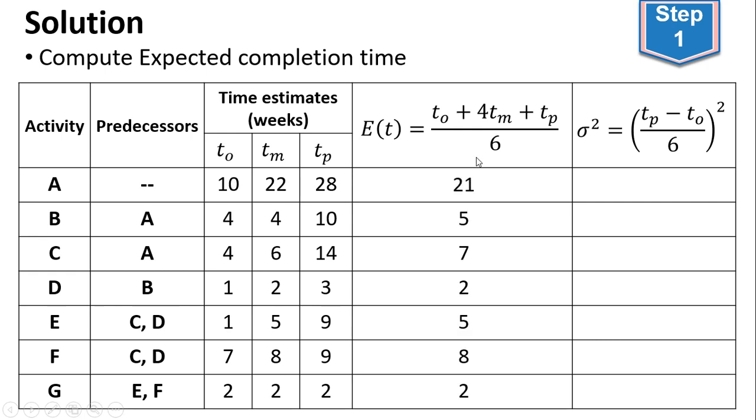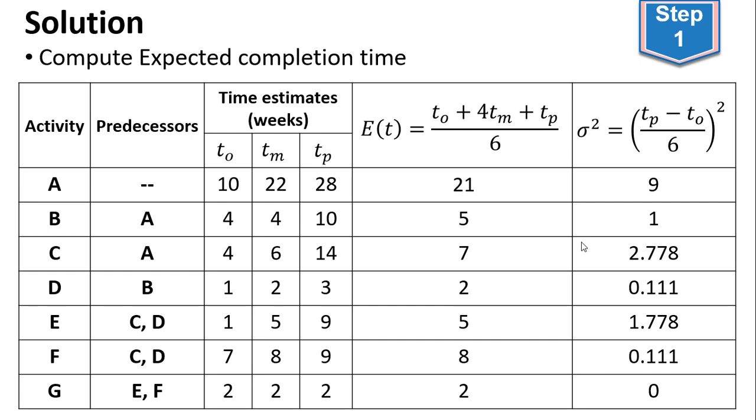and then you will end up with this column here. And you also go to the variance column: you take the difference between the pessimistic and optimistic time, divide by 6, and square it, and you get the variance for each activity. These are the values that you obtain for the variance of each activity. Now we have the table with the 2 pieces of information which will be useful for the other steps.